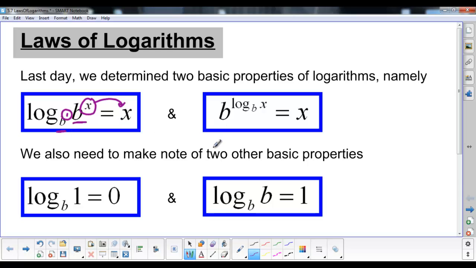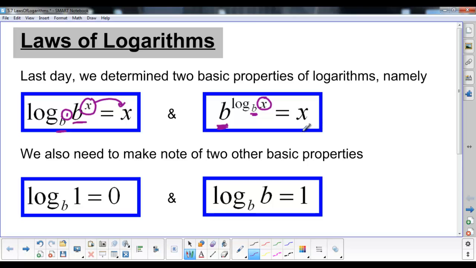The other rule that we came up with is that when we have a base that's raised to an exponent, which happens to be a logarithm, if the base of that logarithm matches the base of your power here, then the answer is just your argument in the exponent.